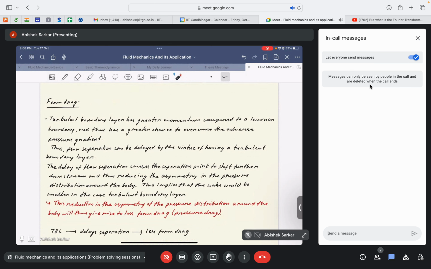So let's see now. The turbulent boundary layer has a greater momentum compared to laminar boundary layer. Okay, because the net incoming velocity is higher, so momentum will be higher, and thus it has a greater chance to overcome the adverse pressure gradients. Again, it's quite obvious. Thus, flow separation can be delayed by virtue of having a turbulent boundary layer. I hope you understand this part. Since the flow has higher inertia, it has a higher capability to overcome the adverse pressure gradients, and thus turbulent boundary layers tend to separate much later compared to laminar boundary layers.